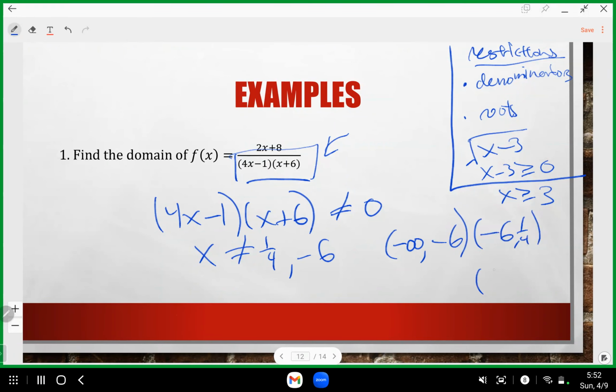So these are all the intervals. And of course, there's a union sign, a union sign connecting all of those intervals. So remember, you have to skip past these.